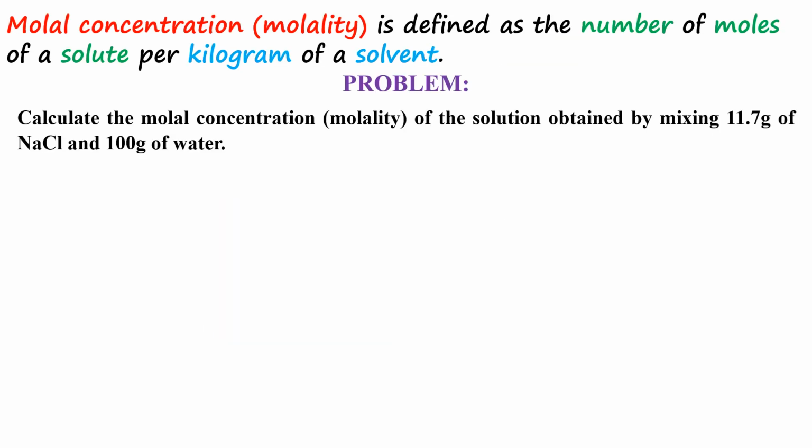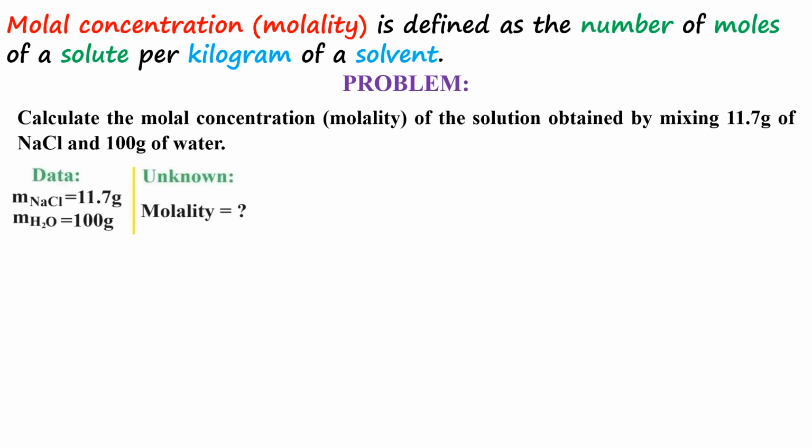Guys, that's enough of the short theory. Now it's time for the problem. Calculate the molality of the solution obtained by mixing 11.7 grams of sodium chloride and 100 grams of water. Let's start by writing down what we know and what we need to calculate in this problem. We know already the mass of sodium chloride and mass of solvent, in our case water, and we are looking for molality of the solution.